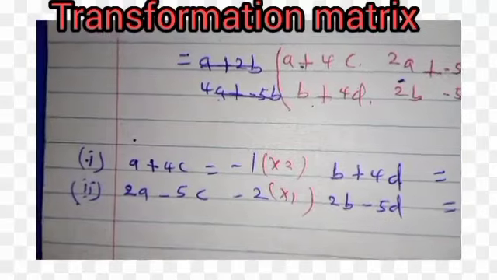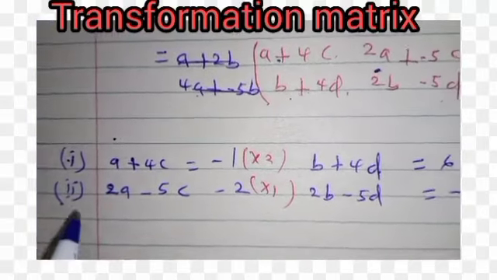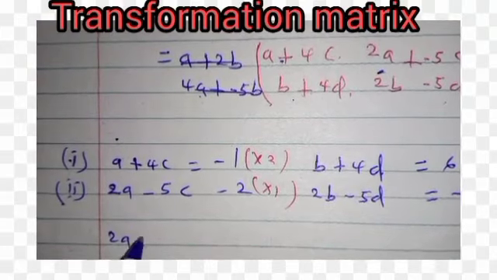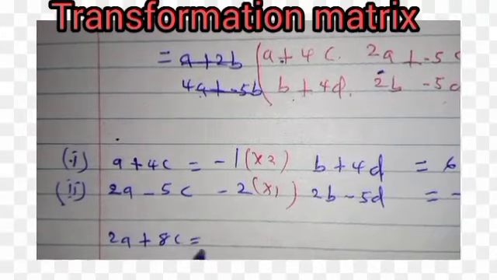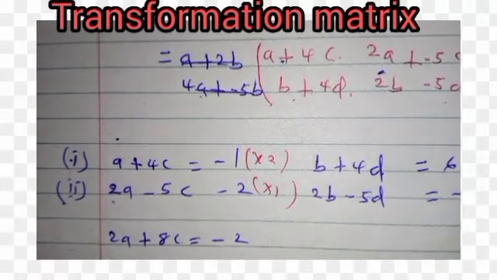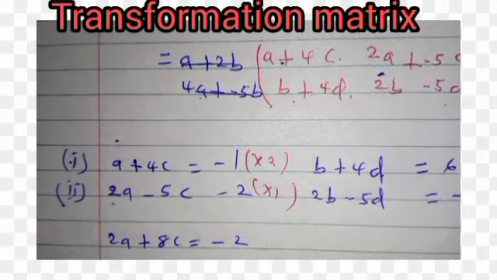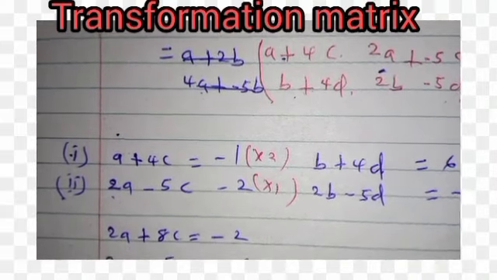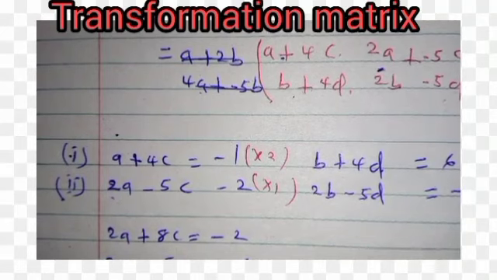You can do that to obtain. So when you multiply equation 1 by 2, you are going to obtain 2a plus 8c is equal to negative 2. 2a times 1 will give you 2a. Negative 5c times 1 will give you 5c, which is equal to negative 2 multiplied by. Now, in these two equations, I can subtract.